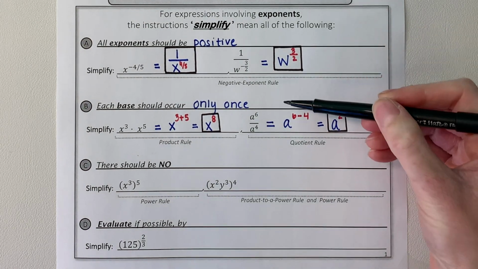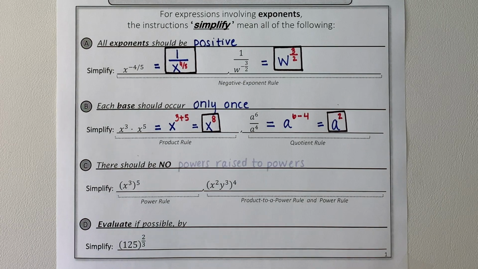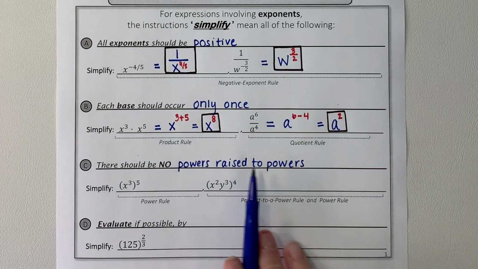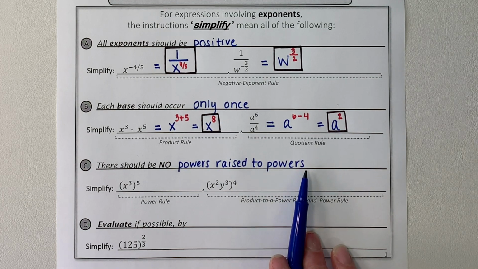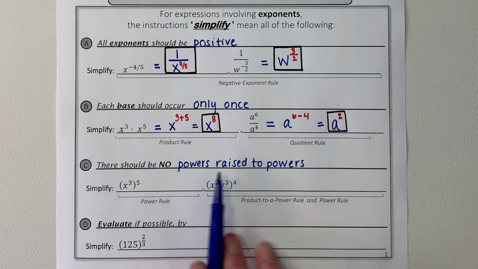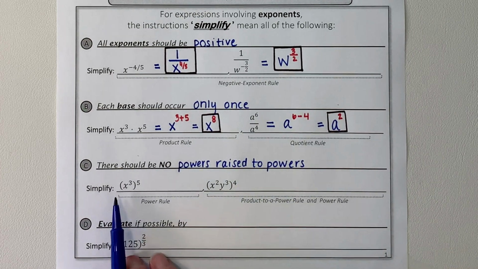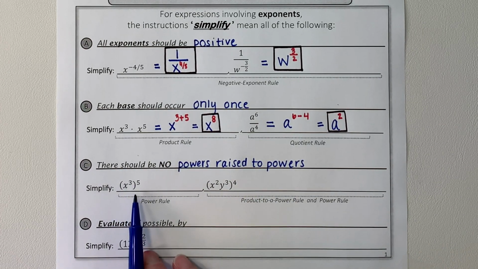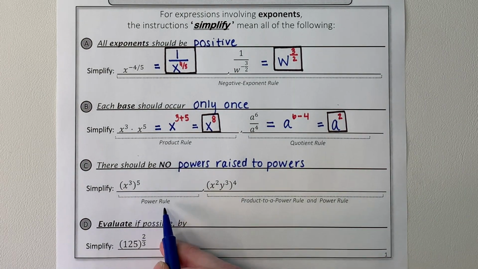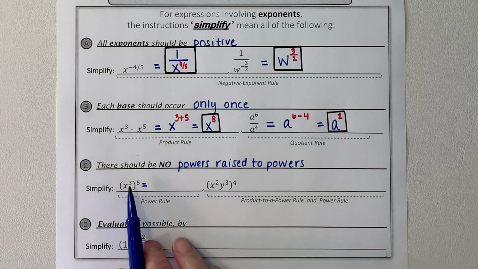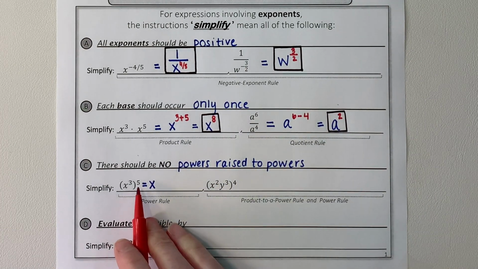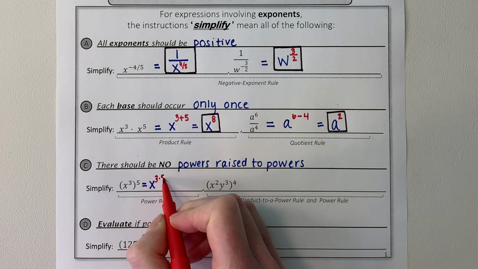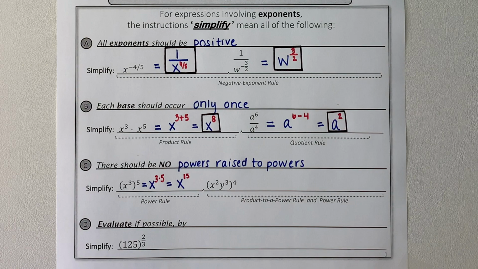In addition to these 2 things, when you're asked to simplify, there should be no powers raised to powers. In math, the word power means exponent, so you could rephrase this as there should be no exponents raised to exponents. So as an example, this expression here is not yet simplified since we have an exponent raised to an exponent. To simplify this, we use the power rule. And the power rule says that when you have a power raised to a power, to simplify, we just need to multiply those 2 exponents together, 3 times 5, and that will leave us with x to the 15th.